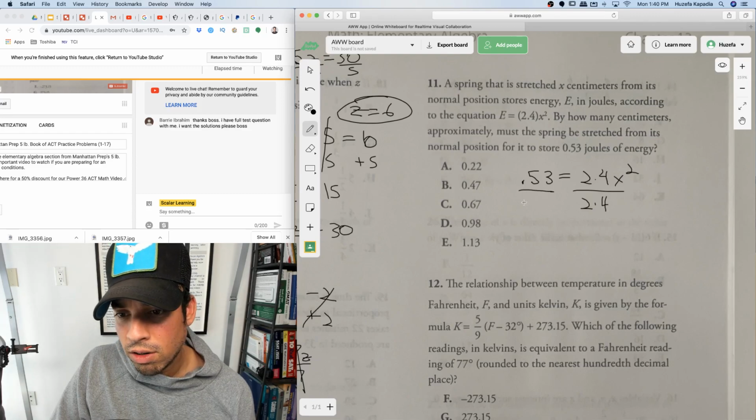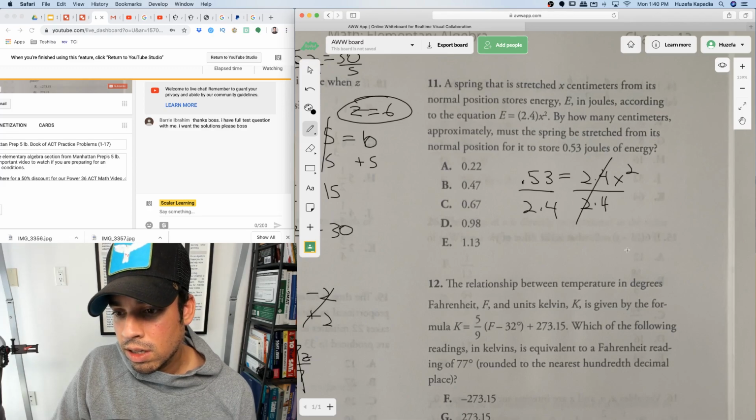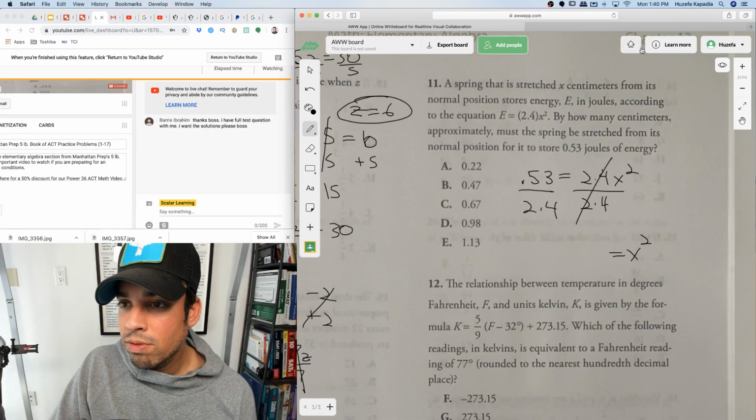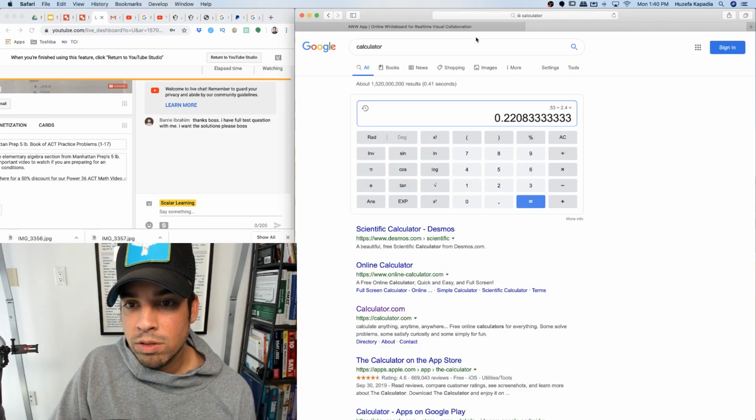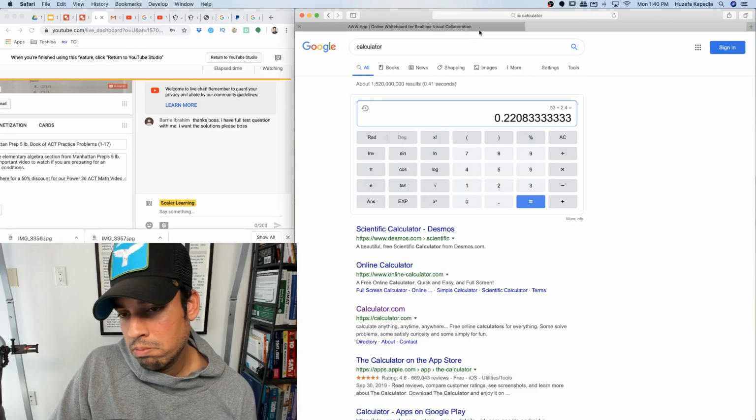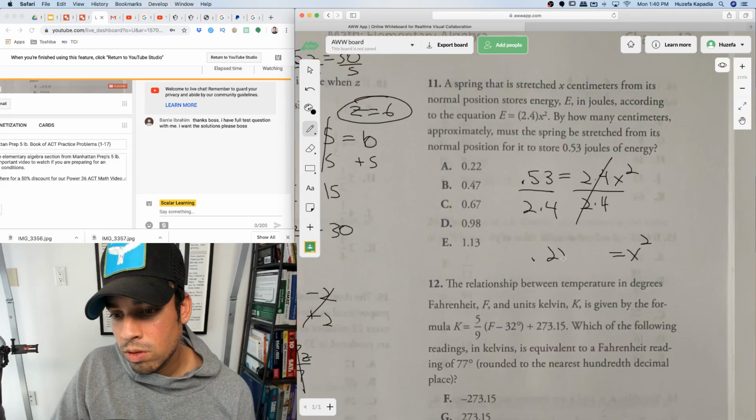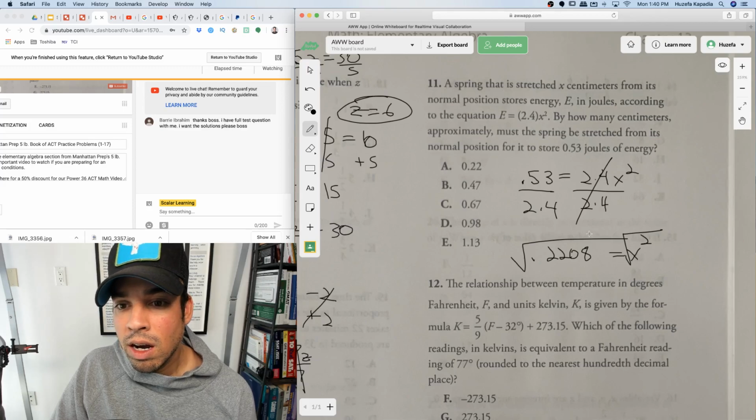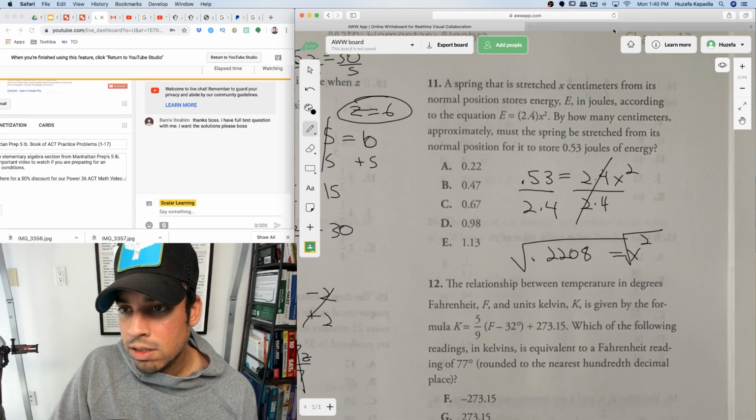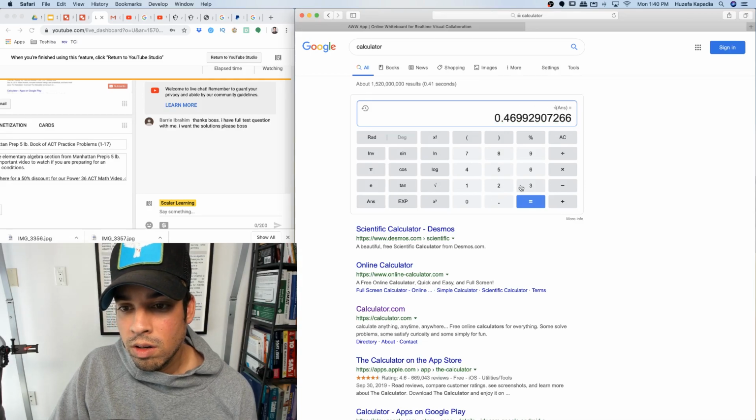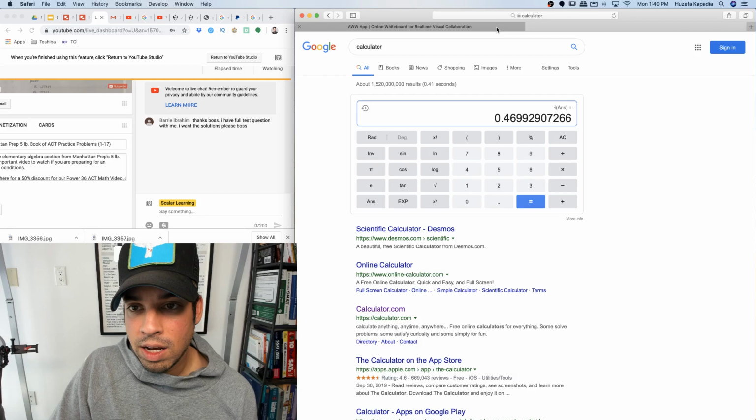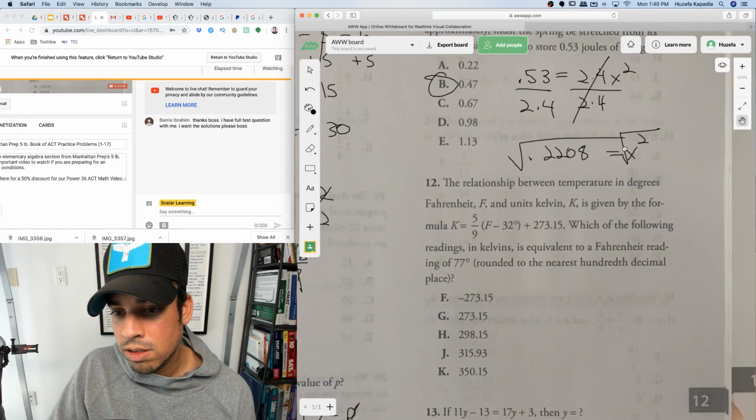Okay, we definitely need a calculator for this. And then I get x squared equals 0.53 over 2.4, which is 0.2208, I guess. Doesn't matter anyways. I'm going to square root both sides, and that's how we get our x value. And we can square root this exactly. 0.469, 0.47. Good. Rounded. Nice.